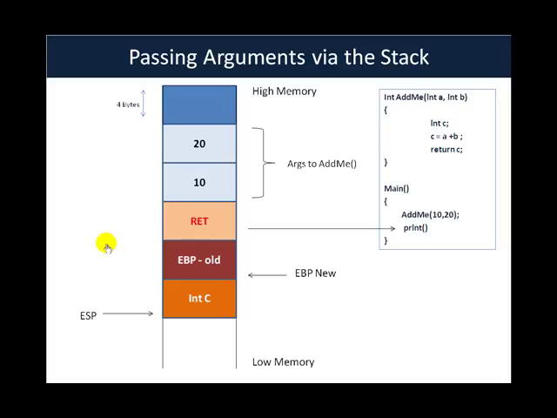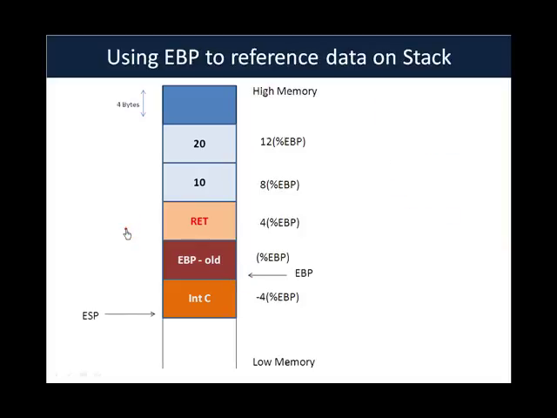So now let's look at how, once you're inside the function, it is possible to retrieve all these arguments to addMe using the EBP register. Very simply, if you notice, EBP currently points at the juncture where the old EBP was saved. If you remember the indirect addressing mode in registers, we can use the EBP register to reference any one of these arguments which were passed, the return value, etc., and even the local variables in the addMe function. So how do we do it?